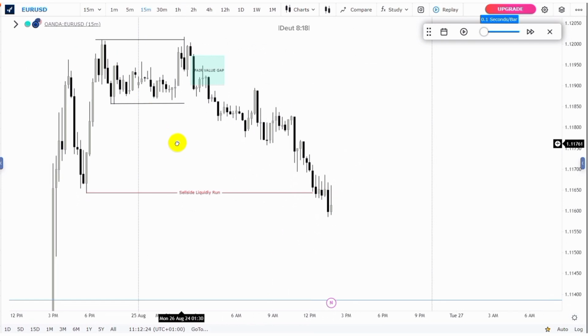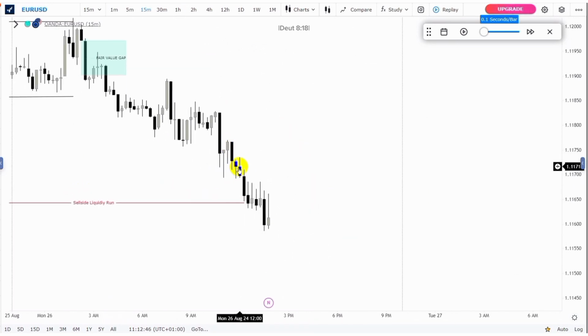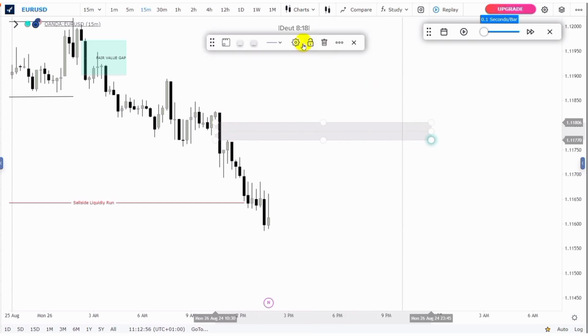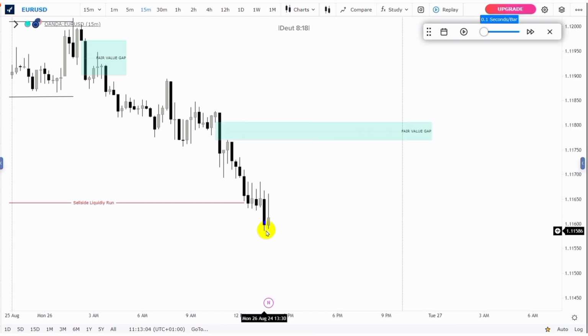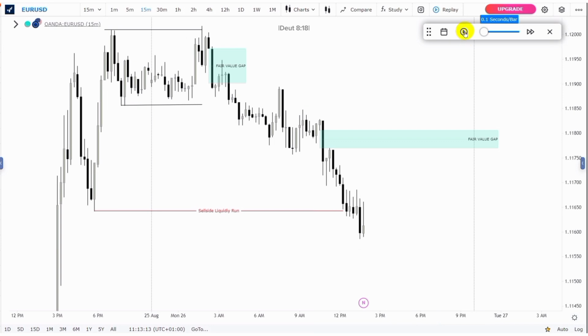So what we must identify is the inefficiency within this leg move that sponsored the movement to the downside that took out this sell side liquidity. What we can see here is that all forms of inefficiency have been mitigated. This is actually the only region where we have inefficiency. This is where we have the fair value gap. So be looking forward to the possibility of price returning into this fair value gap, and then we have further continuation to the downside. So let's play price to see.